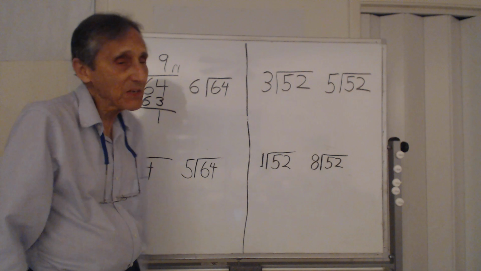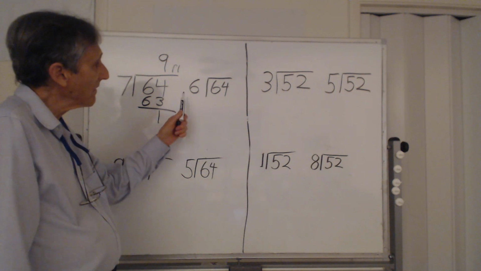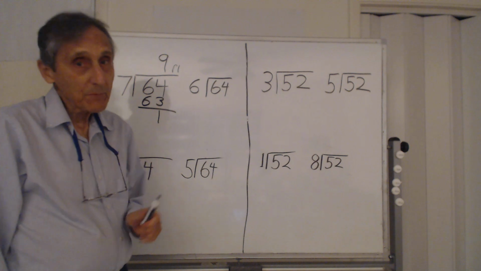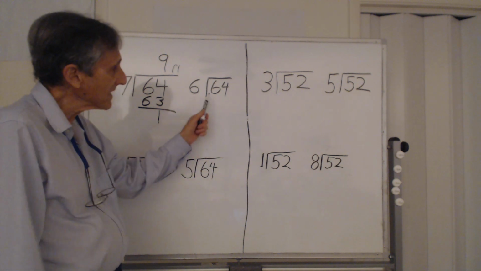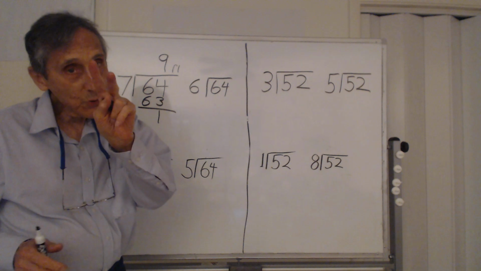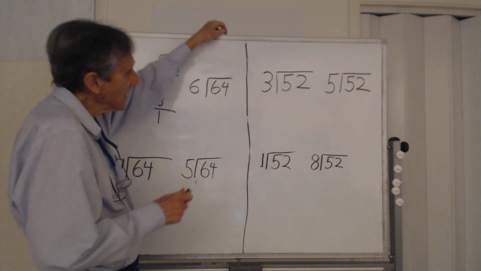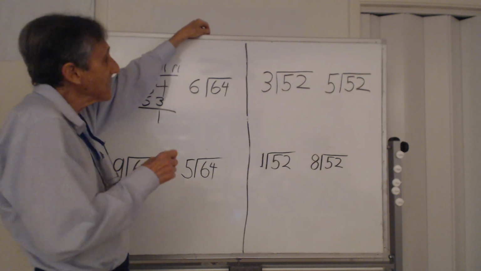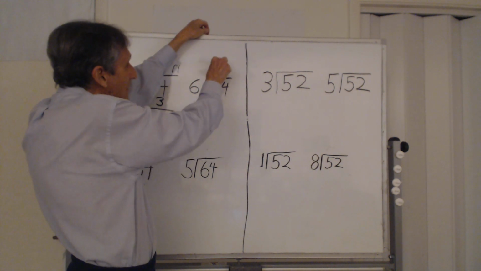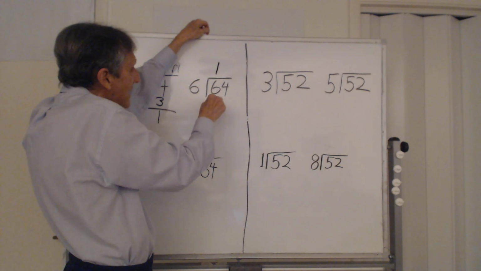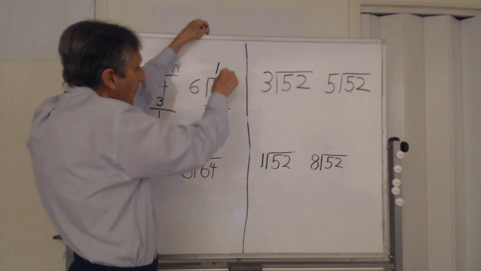6 divided into 64. Well, let's think about it. Look at the divisor, 6. Look at the tens place, another 6. There is a 6 in 6. So, two steps. We're going to divide these two numbers together. The dividend gets divided separately, each number. 6 goes into 6 once. 1 times 6 is 6. Subtract, bring down the 4.